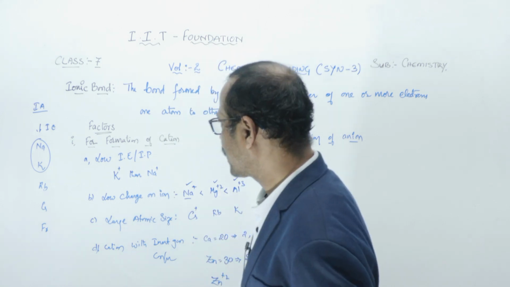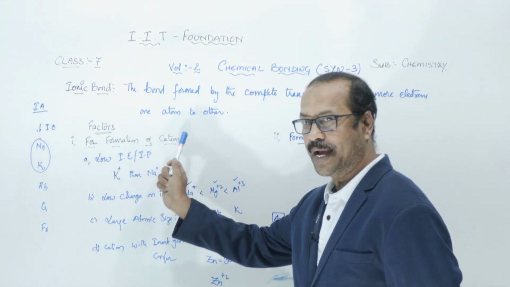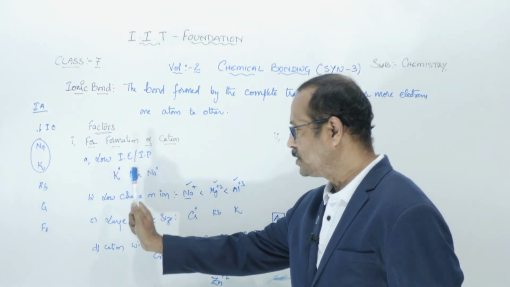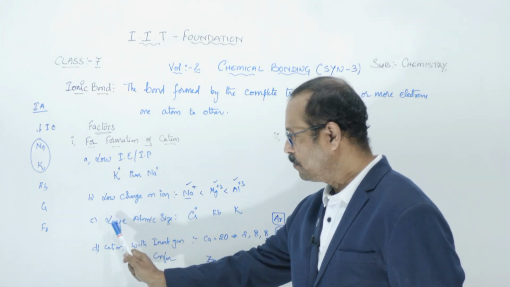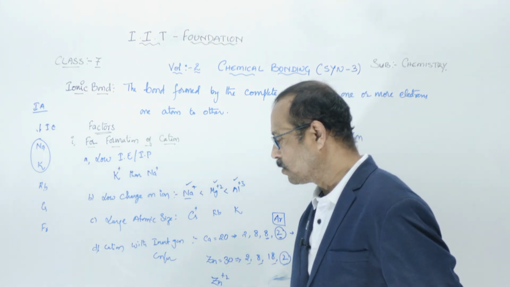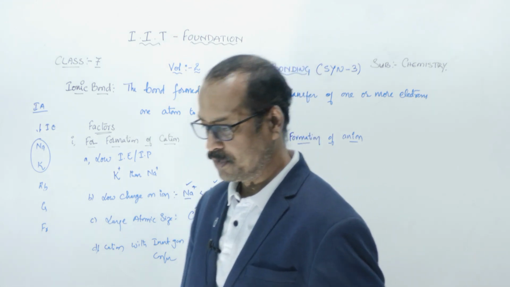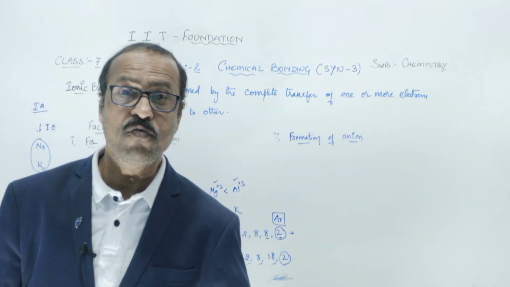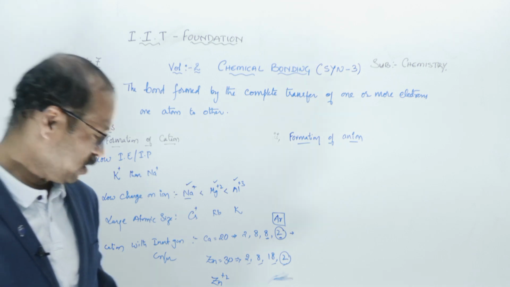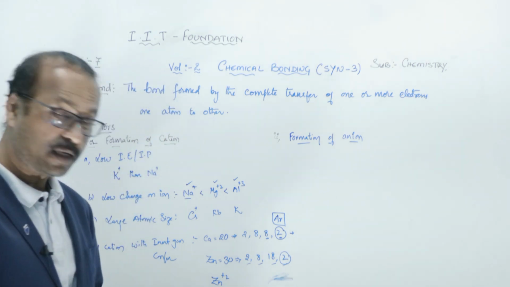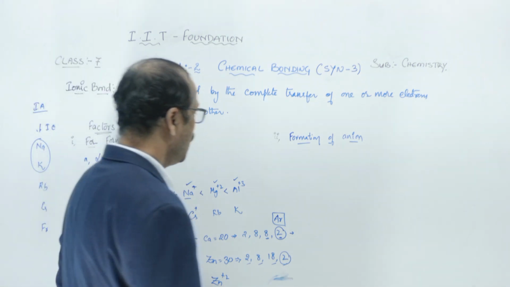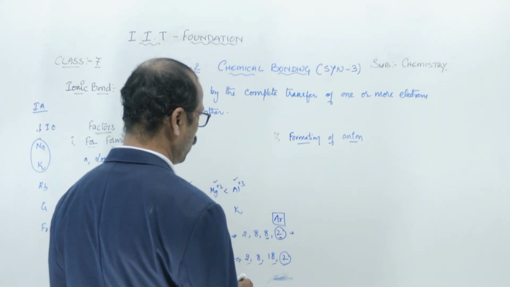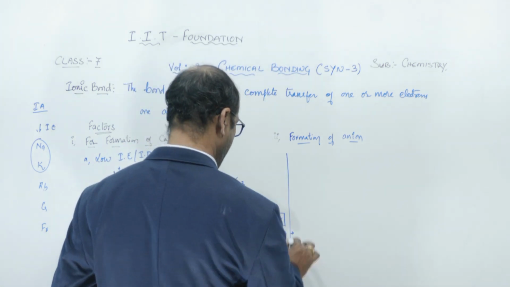So these are the 4 factors, students, very important, affecting the formation of a cation: low ionization energy, low charge on the ion, large atomic size, and cation with the inert gas configuration. Right? Now, let's see the formation of anion. I'm going to discuss the anion.